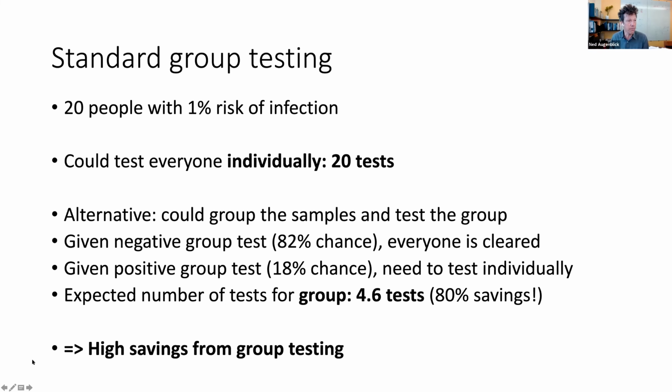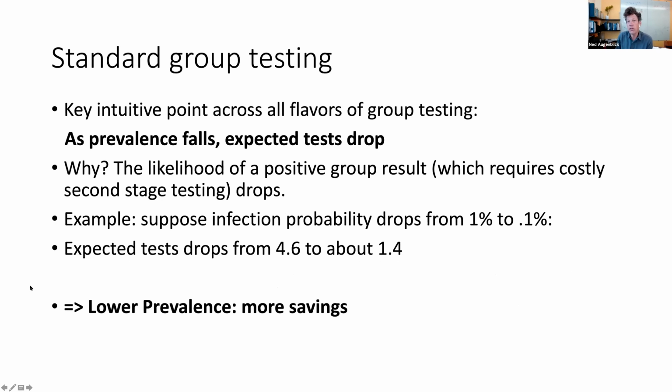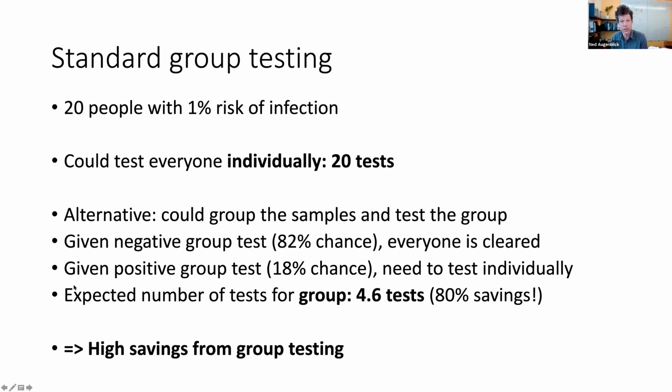And so that means that the expected number of tests for the group is only 4.6. And so suddenly we went from having to pay for 20 tests to only having to pay for 4.6 tests, which is great. There's a high savings. An important point here to keep in mind, and you probably got this intuitively, is that this is going to work better as prevalence falls.